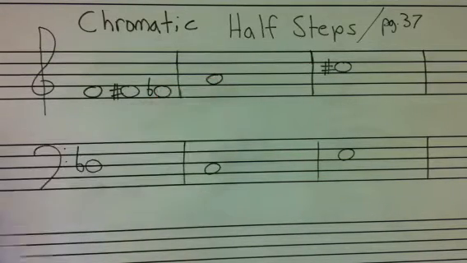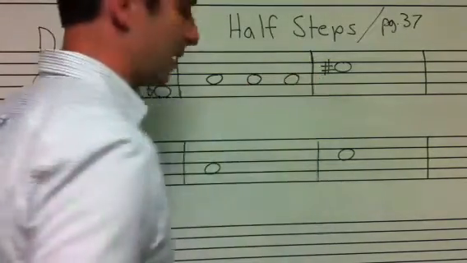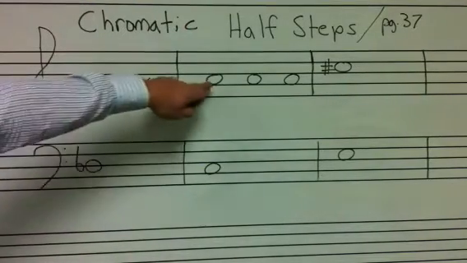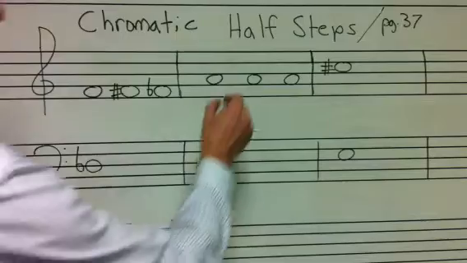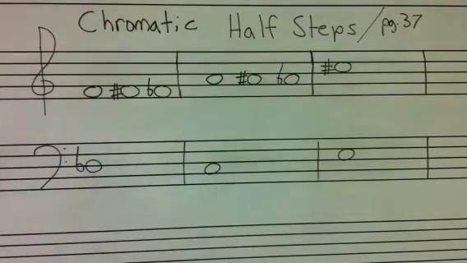Now we have an A. First thing I do for chromatic half steps is draw two more A's. Now I need to make them a half step above and below the first A. A half step above A would be A sharp. A half step below would be A flat.